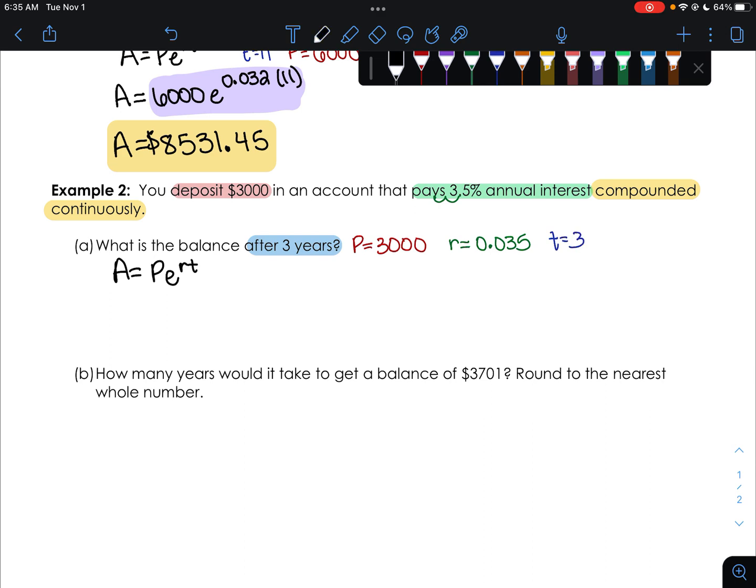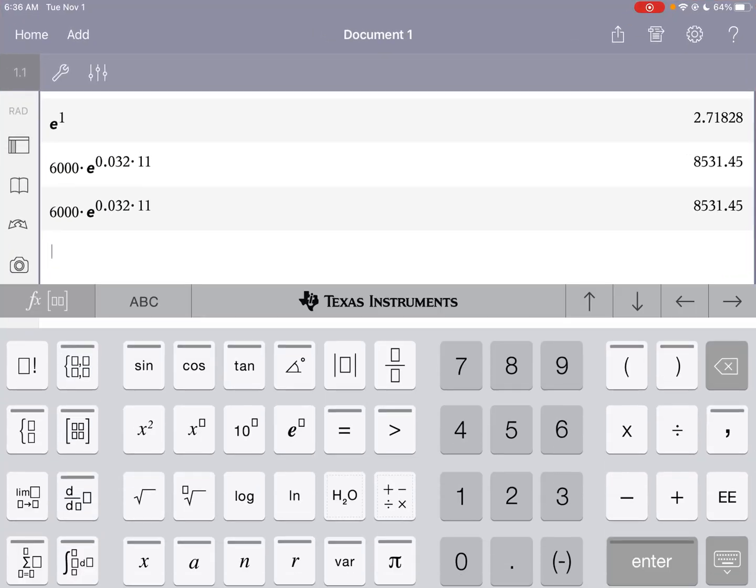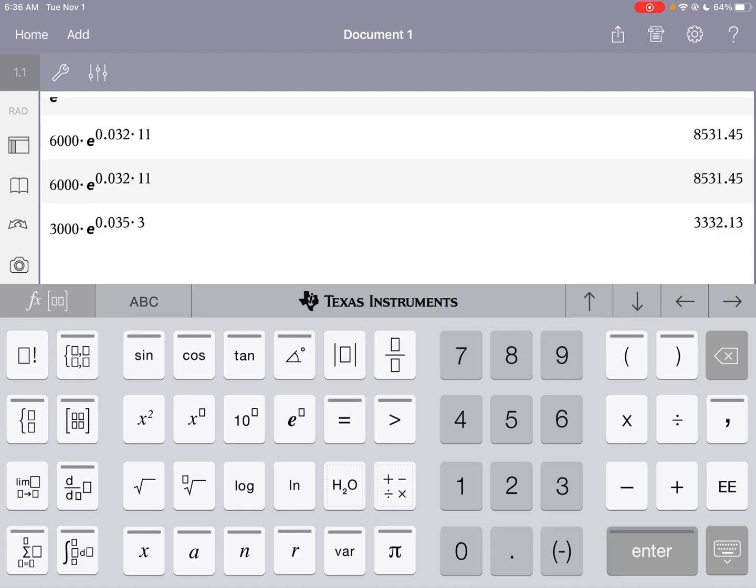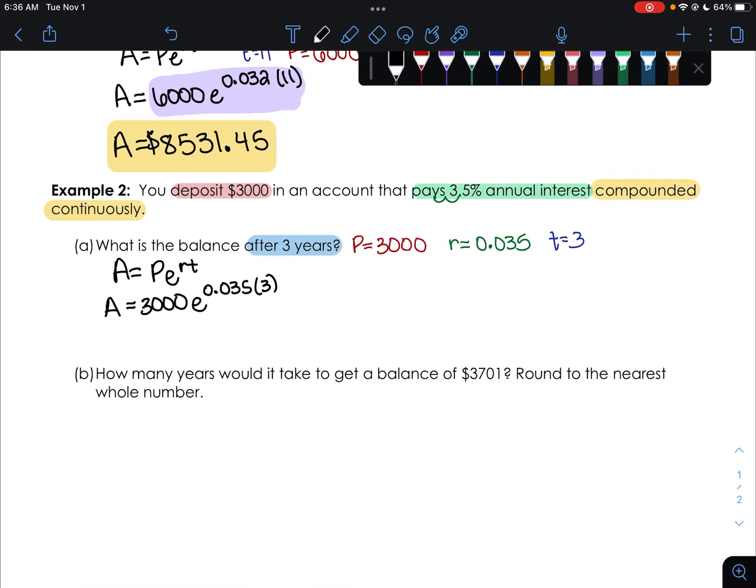So we go ahead and plug those numbers in, and we switch over to our calculator, and we get $3,332.13. And that would be the total after 3 years.